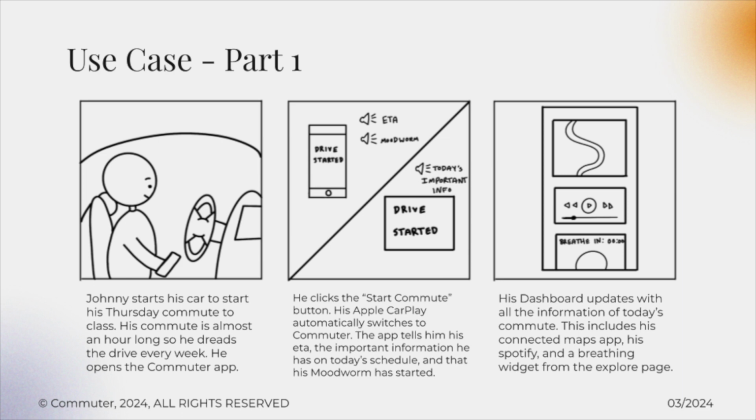The next 2 slides go over a proposed use case for the Commuter app. First, we start with Johnny. Johnny gets into his car to start his Thursday commute to class. His commute is almost an hour long, so he dreads the drive every week.